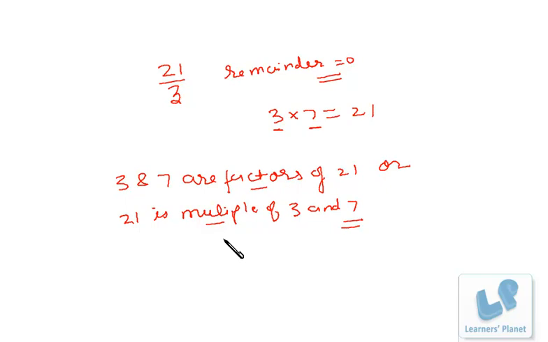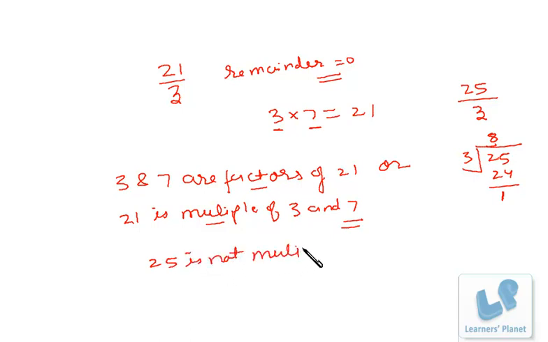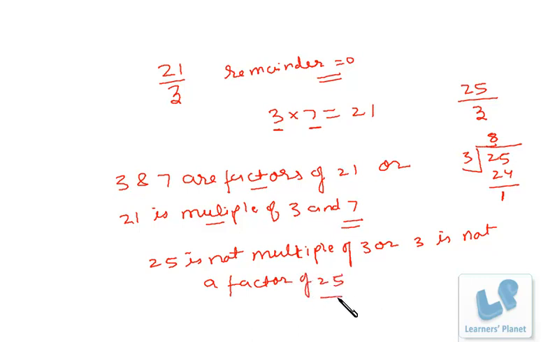What are the factors? What are the multiples? Right? The other example, suppose I take maybe 25. If I divide 25 by 3, 3 8s are 24, and this is 1. Right? So I am getting a non-zero remainder, that means I am getting remainder 1. That means 25 is not a multiple of 3, or 3 is not a factor of 25. Okay, because we are getting the remainder as a non-zero number.